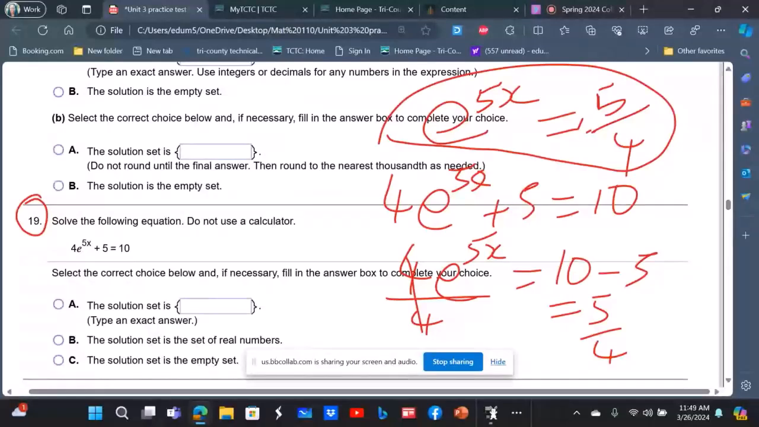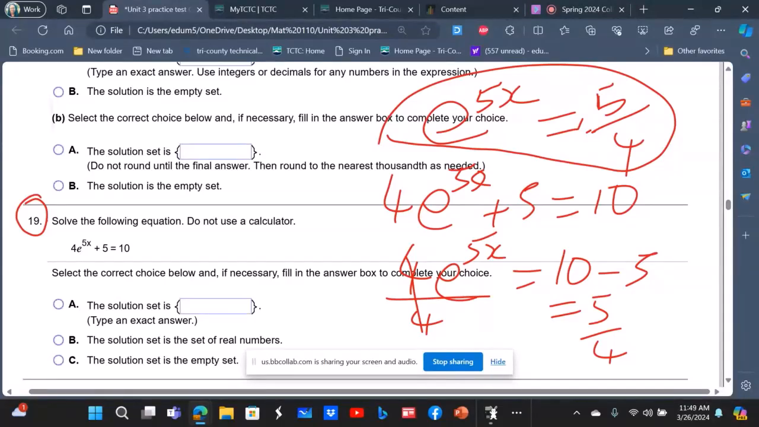You take natural log of both sides. This is what I have said since the beginning of the class. Take natural log of both sides because the base is e. If the base is not e, take common logarithm of both sides. Okay, so I'm going to take natural log of both sides.